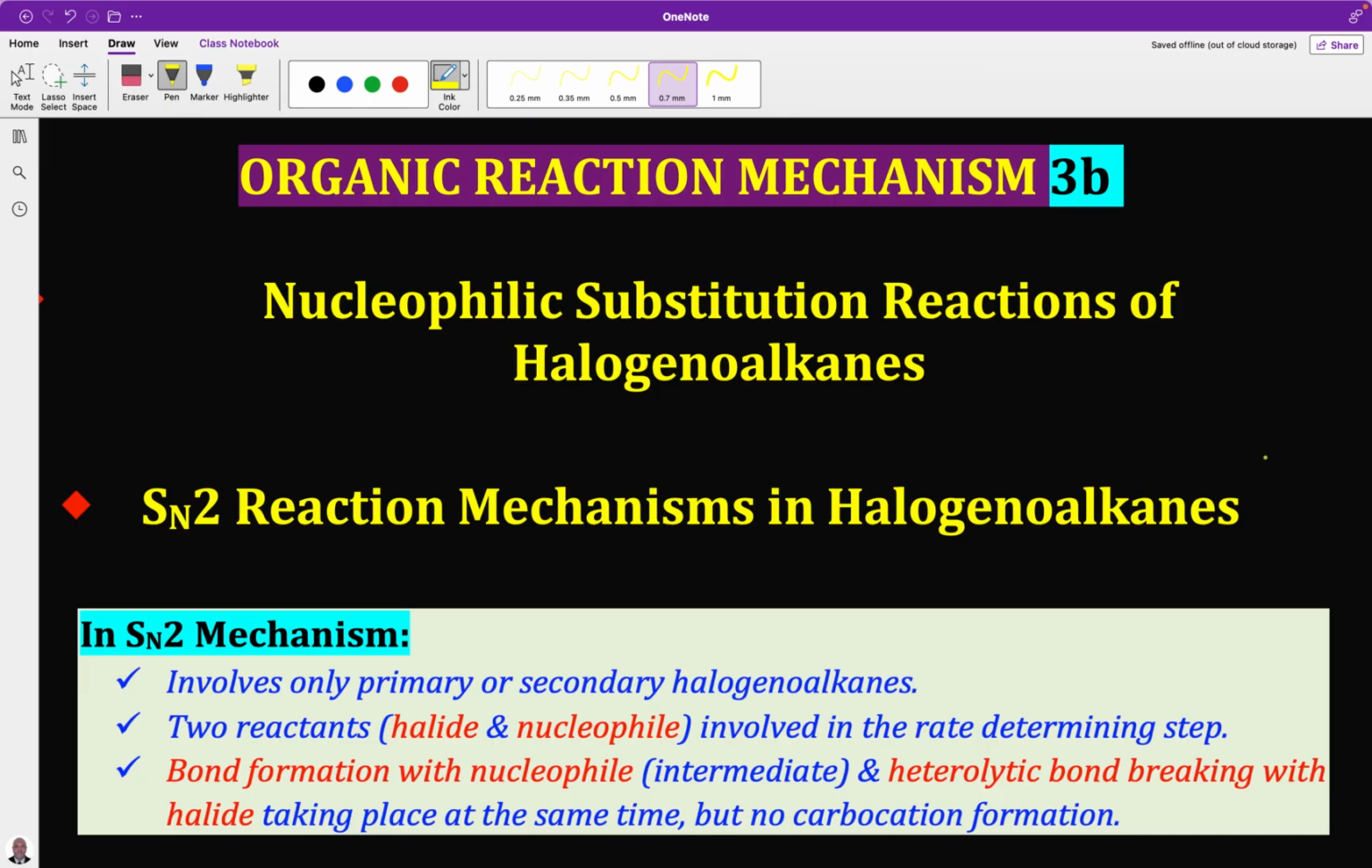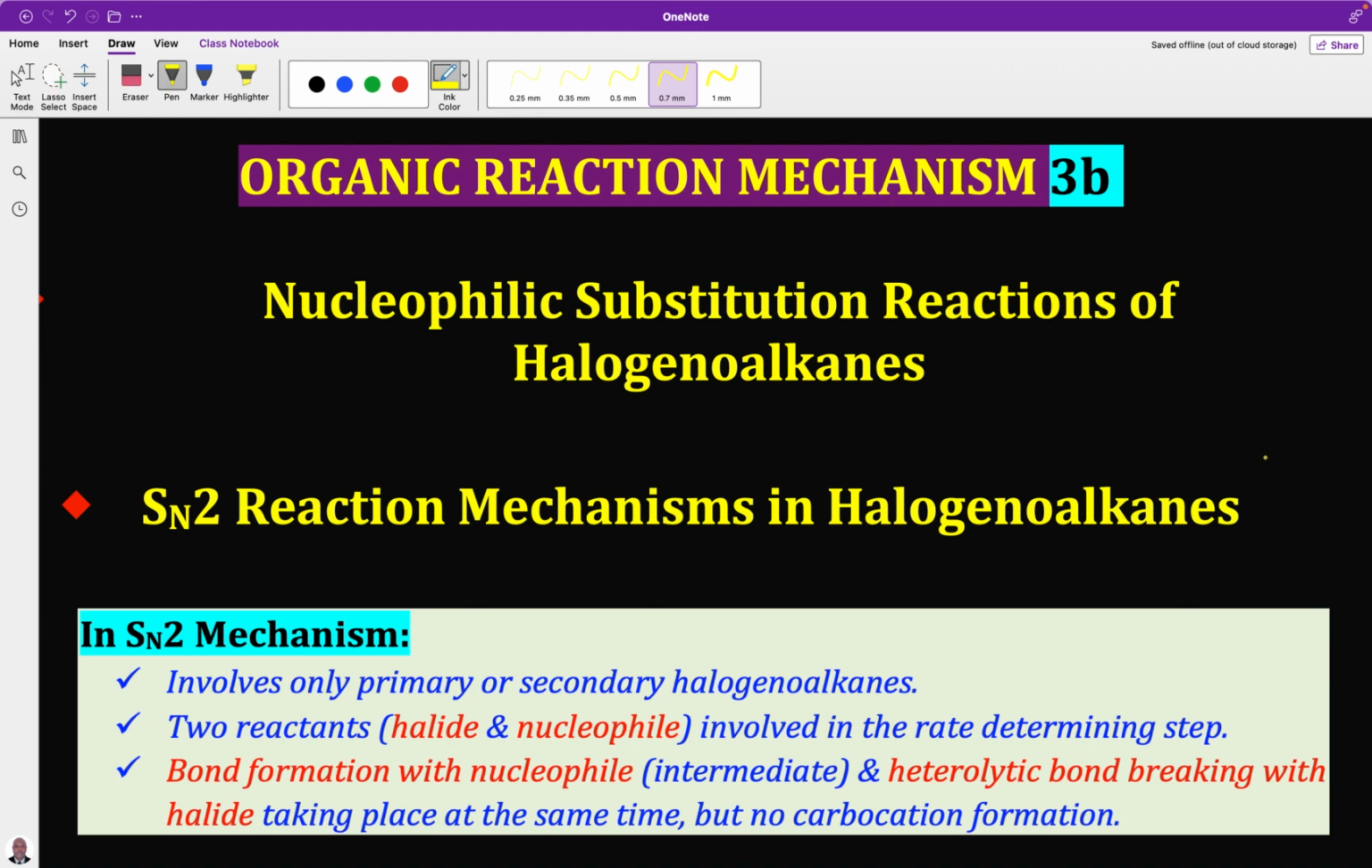But since we are now studying SN2 reaction mechanism, S stands for substitution, N stands for nucleophilic, and 2 stands for bimolecular. Bi means there are 2 reacting species that are involved in the rate determining step. There are 2 reacting species involved in the rate determining step.